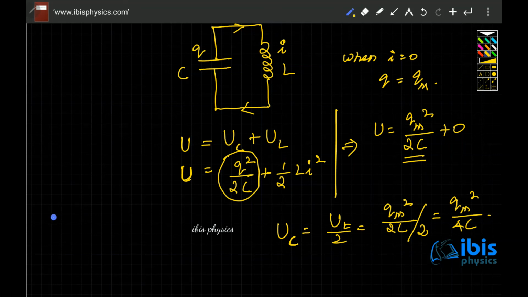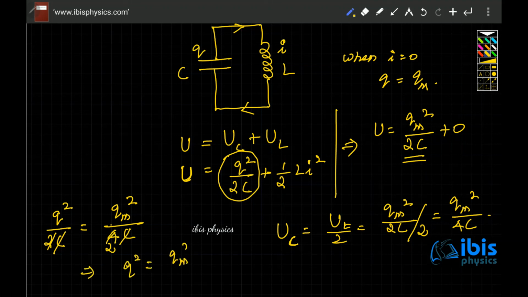So when half the energy is with the capacitor, let's say Q is the charge in the capacitor, then energy stored in the capacitor will be equal to Q square by 2C, and that is equal to half of the maximum energy. Half of the maximum energy is maximum charge square by 2C by 2, which becomes 4C. Then this and this will be cancelled, this and this will be cancelled, which implies Q square equal to maximum charge square by 2. Then instantaneous charge with the capacitor is Qm by root 2.